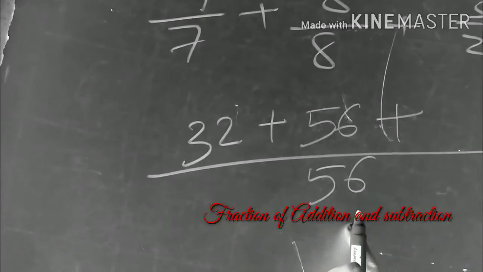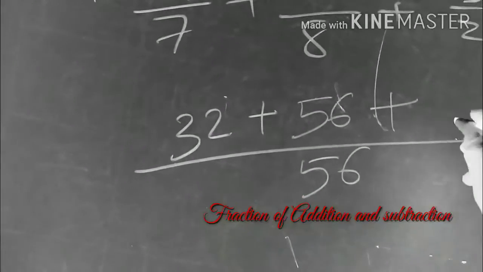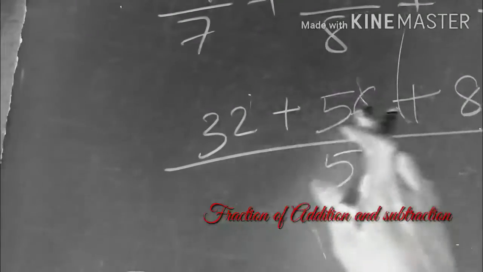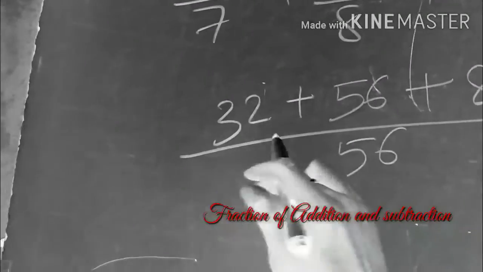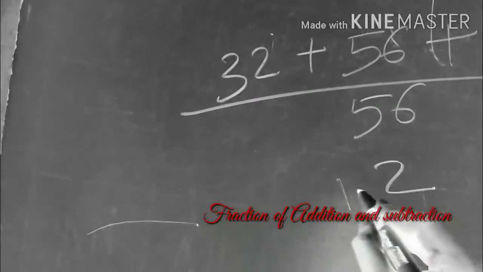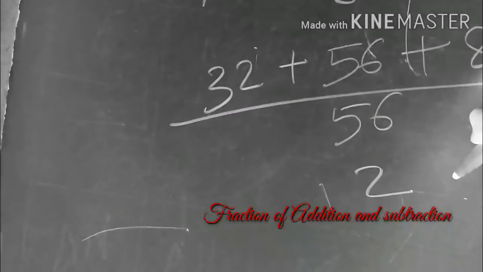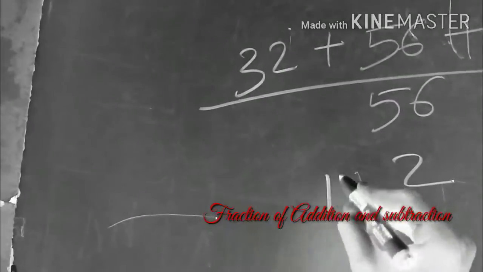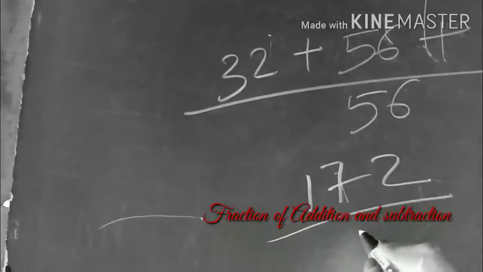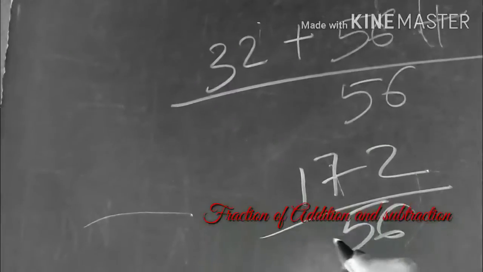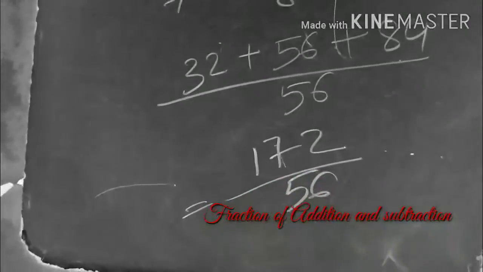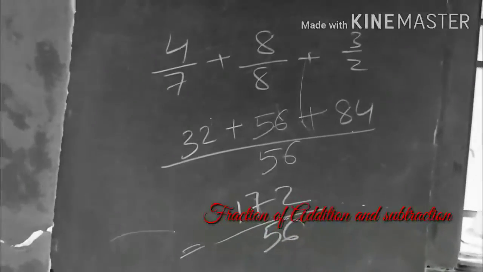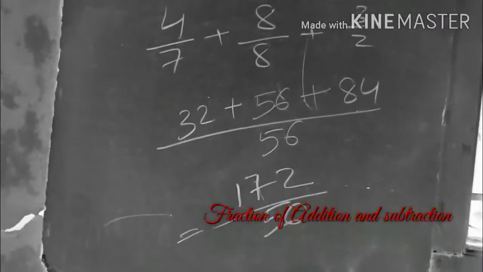27 into 3, 84. If we add these terms, 4, 6, 10, 10 plus 2, 12. 12, carry 1. 9, 14 plus 3, 17. Why? This 56 is here. So how much? Answer is 172 by 56. Our required answer is 172 by 56.